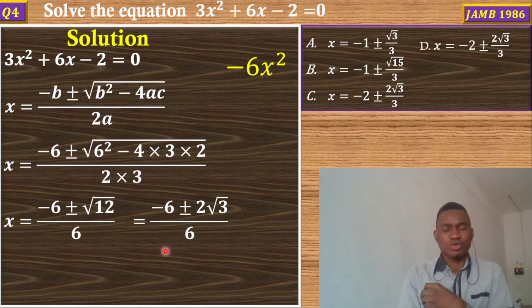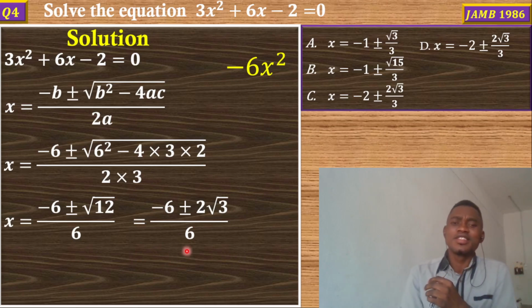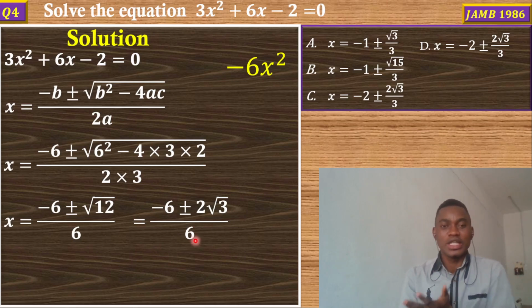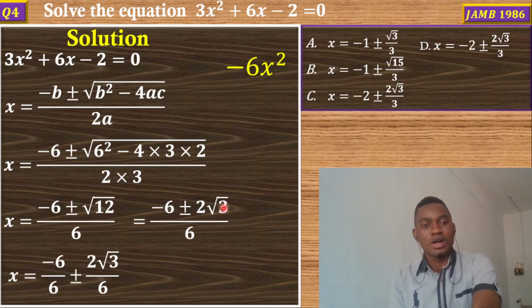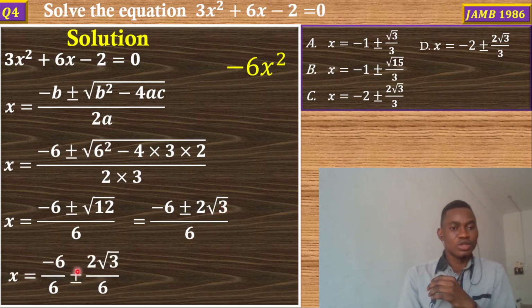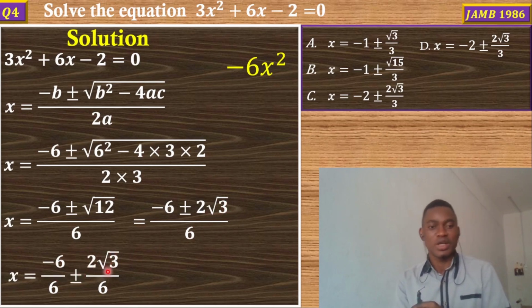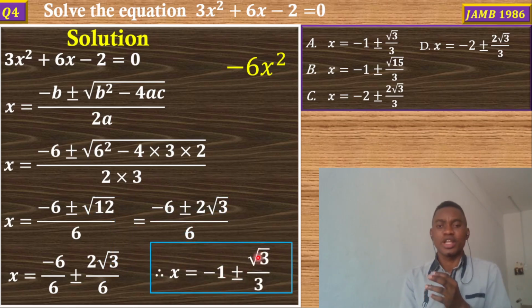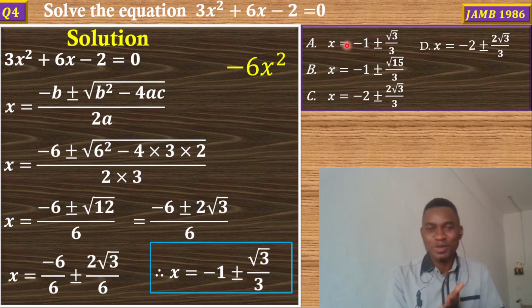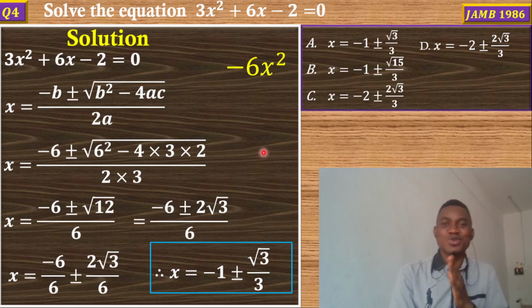Okay guys, let us proceed. As you can see, this 6 is a common denominator. It is dividing both minus 6 and plus or minus 2 root 3. So we can actually distribute the denominator. So we have minus 6 over 6 plus or minus 2 root 3 over 6. Therefore, x is equal to minus 1 plus or minus root 3 over 3. And option A is the correct option to this beautiful question.